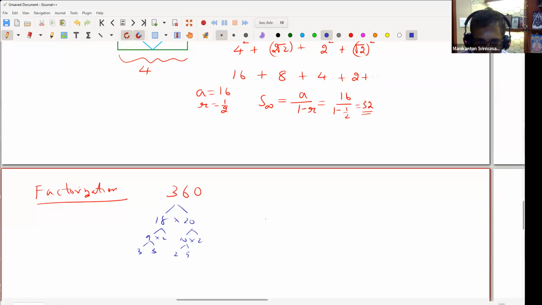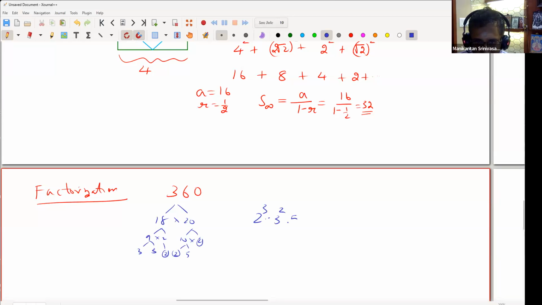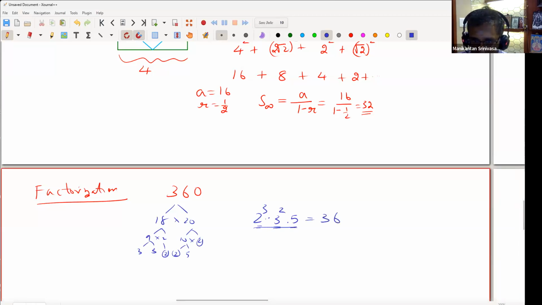So we get how many 2s? Just correct me if I'm wrong, guys. So we finally have 3 2s. So it's 2 power 3, and then we have 2 3s, and then 1 5. Let's multiply and just check. 2 power 3 is 8. 8 times 9 is 72. 72 times 5 is 360.